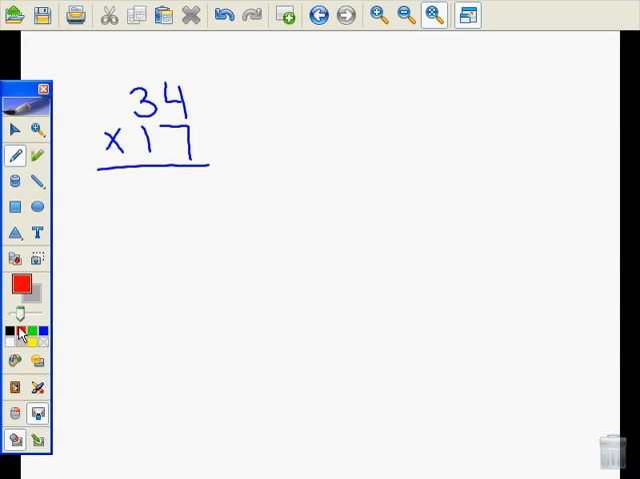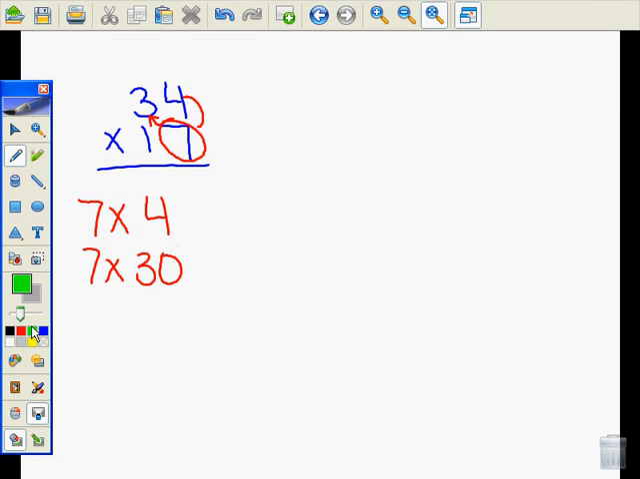So we're going to start off looking at our ones place here, and we're going to multiply that by both of these numbers right here. The 4 at the top in our ones place and the 3 in the top number. So we have 7 times 4, and we also have 7 times 30.